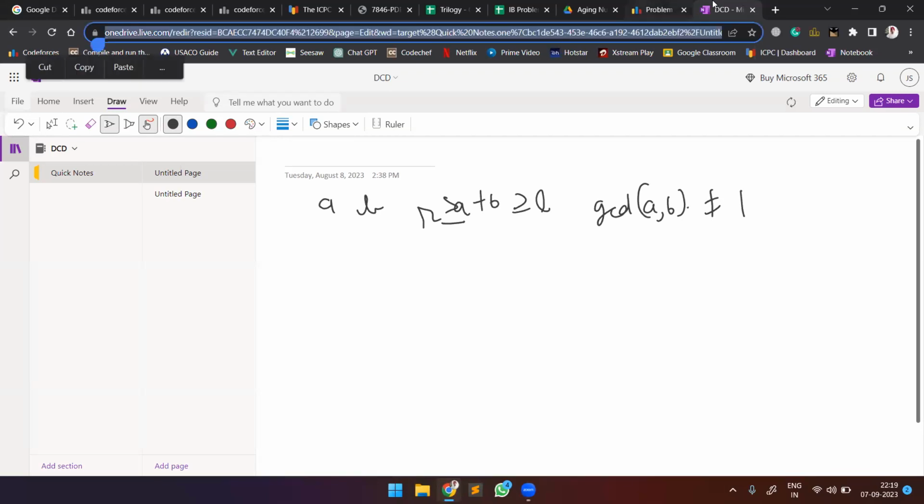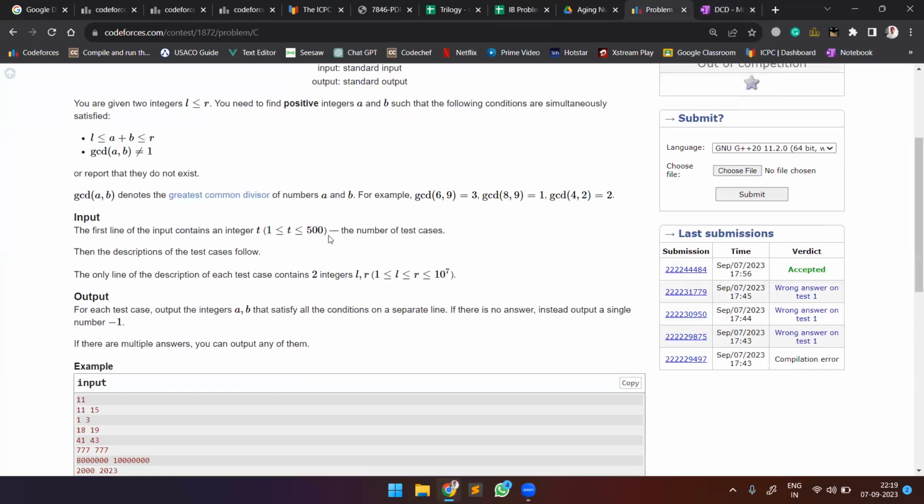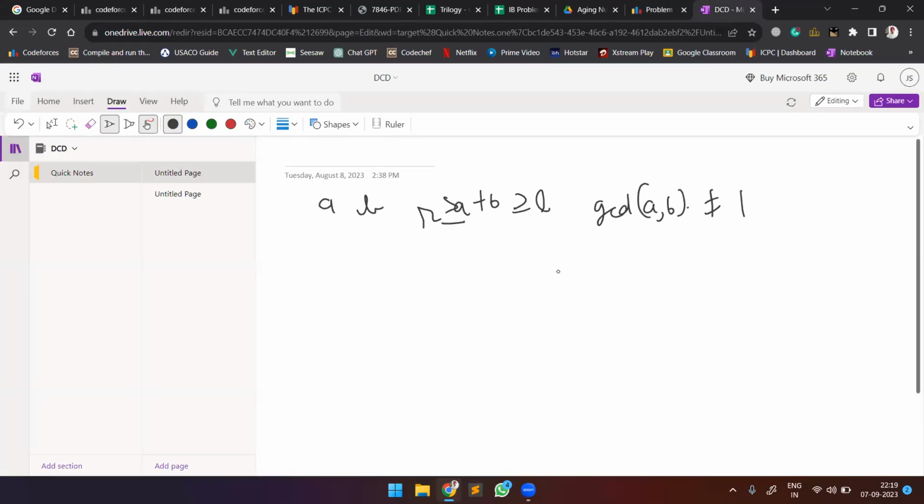Let me look at the constraints. Test cases are less than or equal to 500, and L and R are less than or equal to 10 to the power 7. Okay. So what I can think of as an approach is that a pair of even integers are always non-coprime, right? So if I take the range L to R, what would be the first number so that I can get some a comma b so that they are non-coprime?